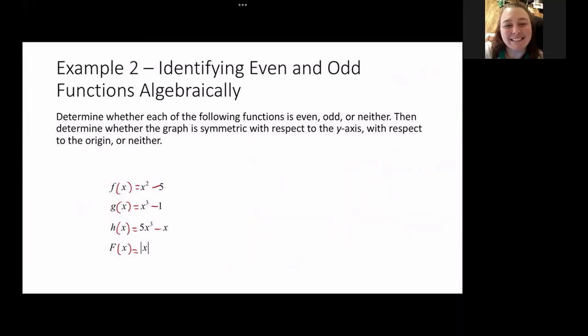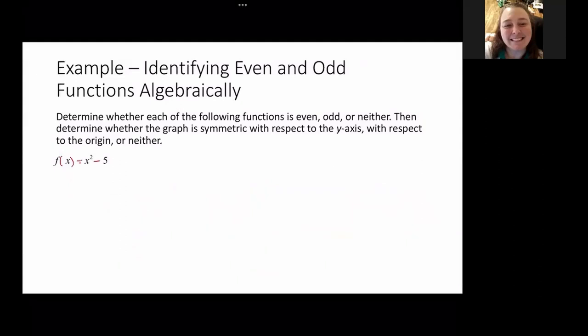So we're going to look at these 4 different equations and we're going to determine whether each is even, odd, or neither. And that is going to help tell us whether it is symmetric with respect to the y-axis, the origin, or neither. So let's look at that first one first. f of x equals x squared minus 5.